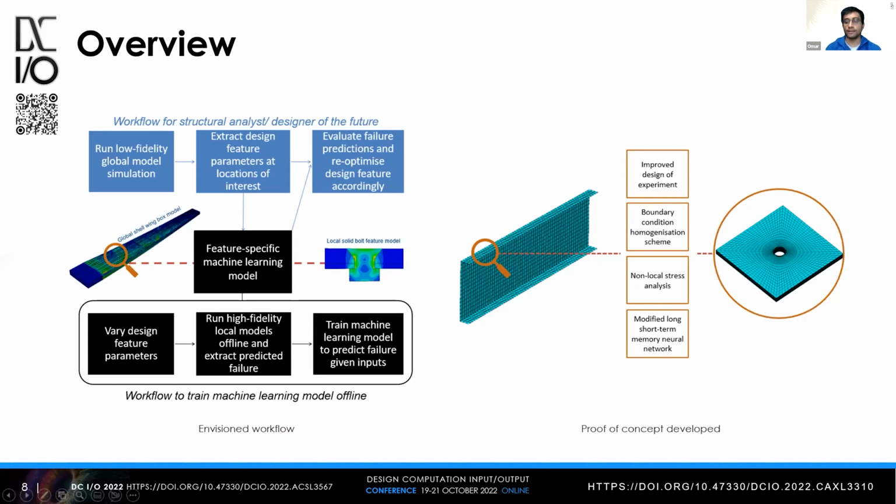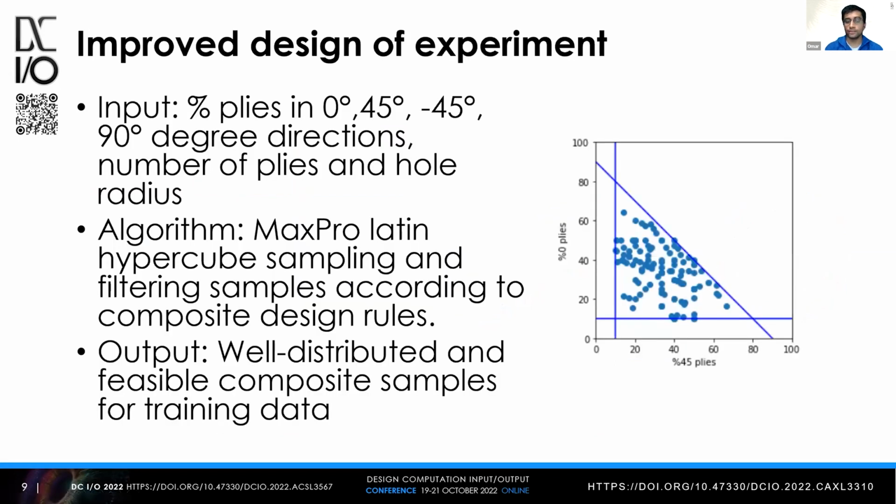And we want to limit the dimensionality of this problem to limit the amount of training data we need to train our machine learning model. We address this challenge using these 4 key algorithms that I'll describe now. So the first key thing that we do is we use an improved design of experiment relevant to such complex material behavior.